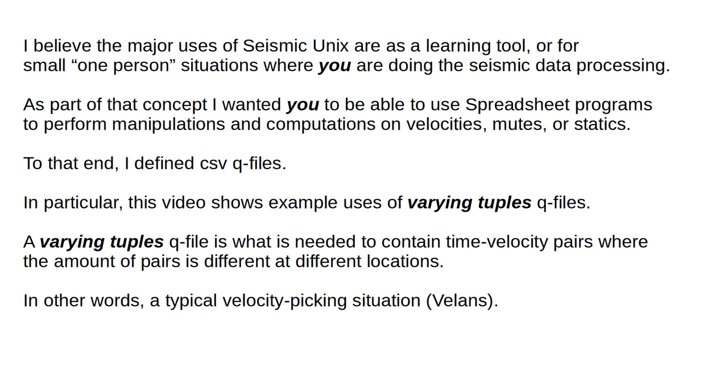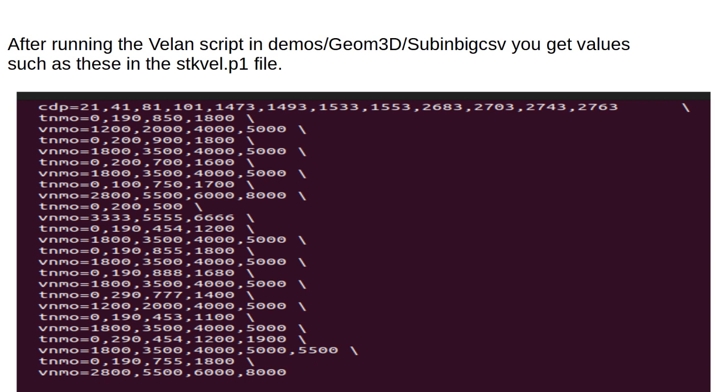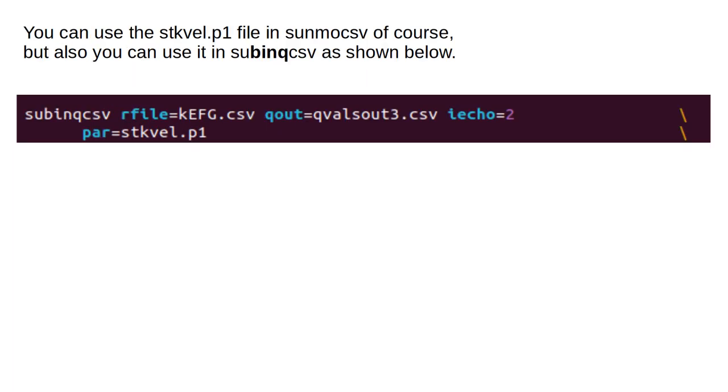A varying tuples Q file is what is needed to contain time-velocity pairs where the amount of pairs is different at different locations. In other words, a typical velocity picking situation, VLANs. After running the VLAN script in demos geom3d subin big CSV, you get values such as these in the stackval.p1 file. You can use the stackval.p1 file in sunom CSV, of course, but you can also use it in subinqcsv as shown below.